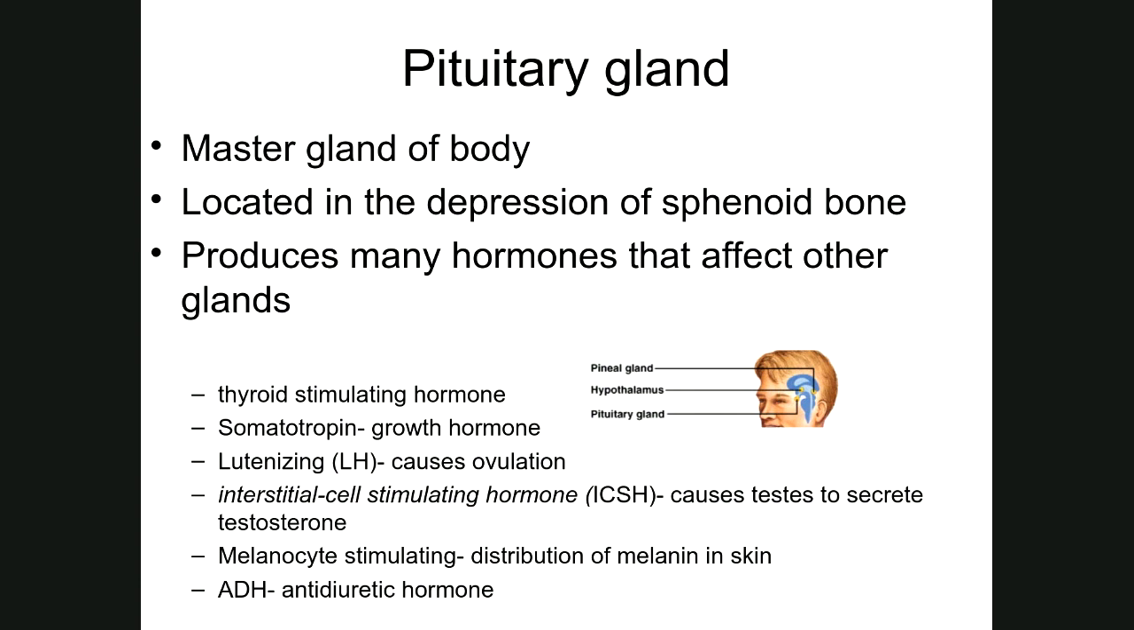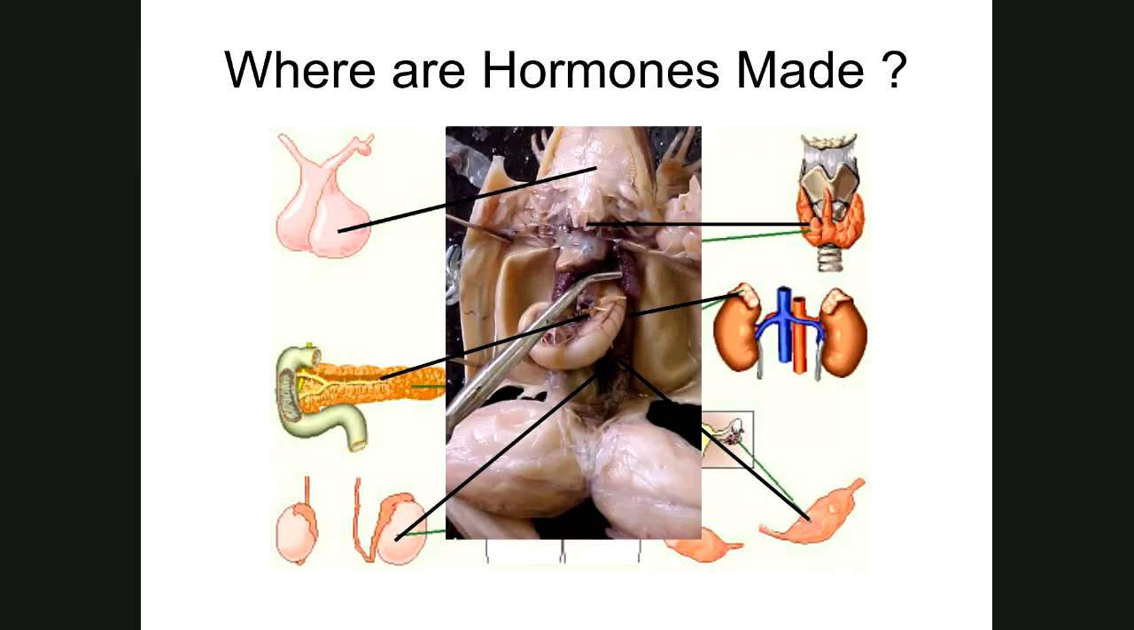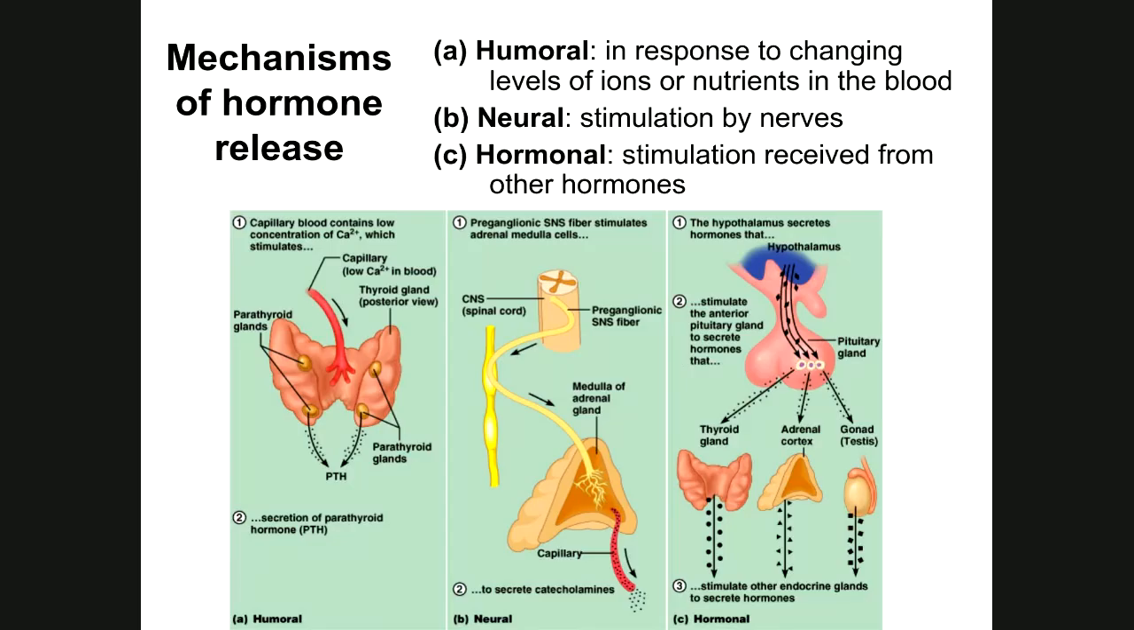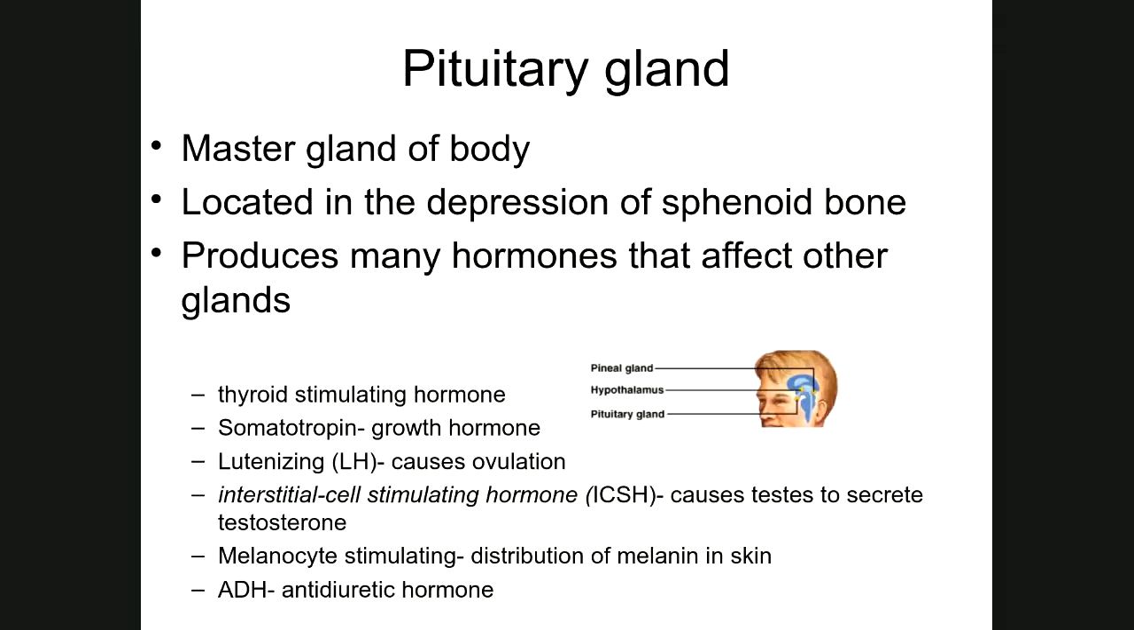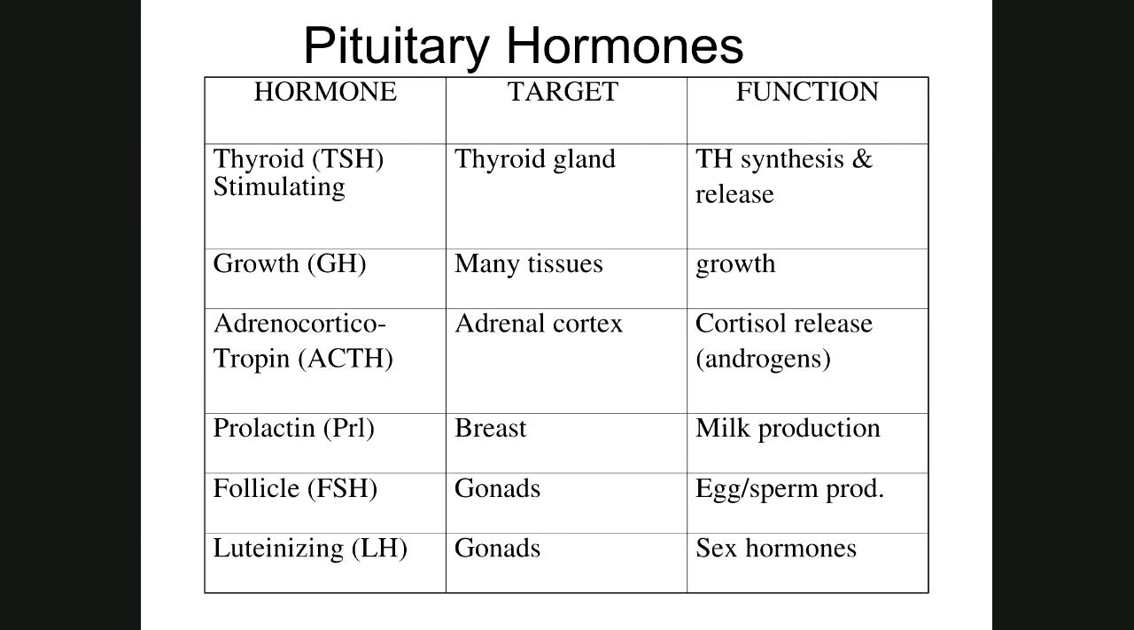This is why it's the master, because it produces many hormones that affect other glands. So let me go back over here at one of my slides. That's the pituitary gland. Here I show 3 glands that have been stimulated by the pituitary gland. Actually, it stimulates more than that. So it is a master gland of the endocrine system because it secretes many hormones that affect other glands. Let me move to this table where I summarize all the hormones, or some of them, that are stimulated by the pituitary gland.